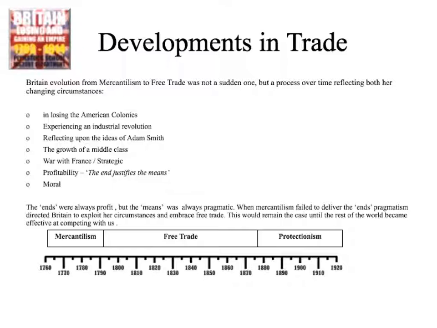Developments in trade. Britain's evolution from mercantilism to free trade, and latterly towards protectionism, as illustrated in the diagram of thirds at the bottom of this page, was not a sudden one, but an evolutionary process over time, reflecting both her changing circumstances and other factors that you have had to consider so far. These range from Britain's experience of losing the 13 colonies, which we have briefly touched upon, but will study later in greater depth. Secondly, Britain's experience in becoming the world's first industrialised nation, an industrial revolution giving Britain a competitive edge and therefore the chance to break away from established trade patterns.